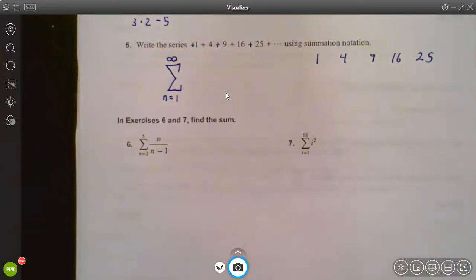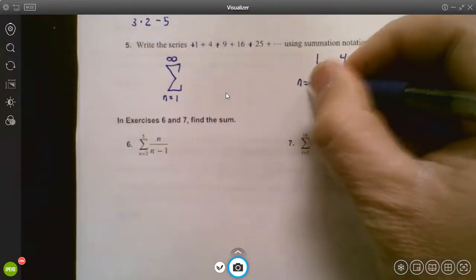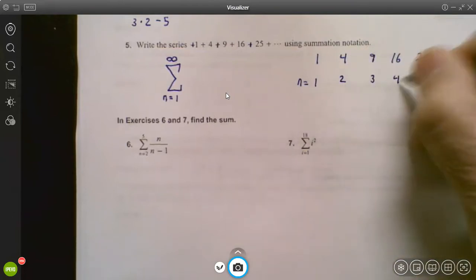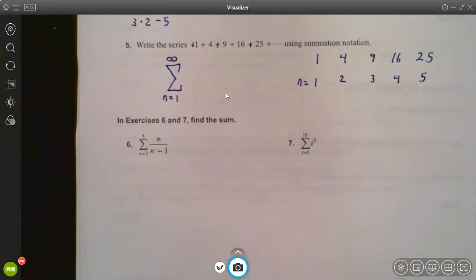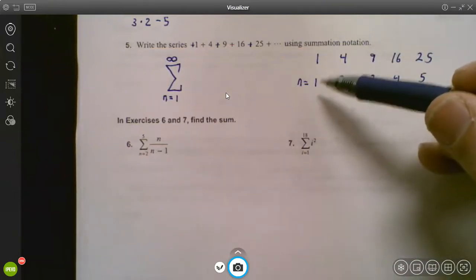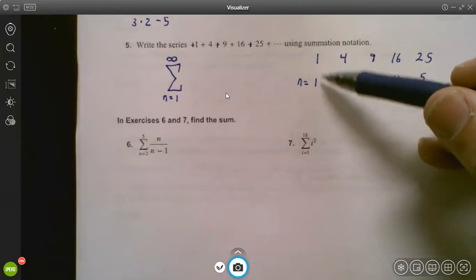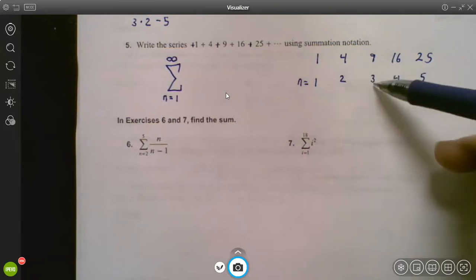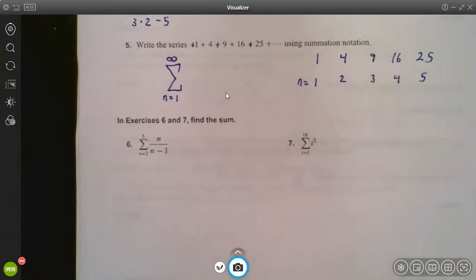So here's what we're saying. Remember, this is my first term, second term, third term, fourth term, fifth term. And so the question you have to answer is, what am I doing to n in order to get this value? What did I do to 1 to get 1? What did I do to 2 to get 4? And 3 to get 9? I'll tell you in a sec. If you want to pause and try to figure it out, you can.